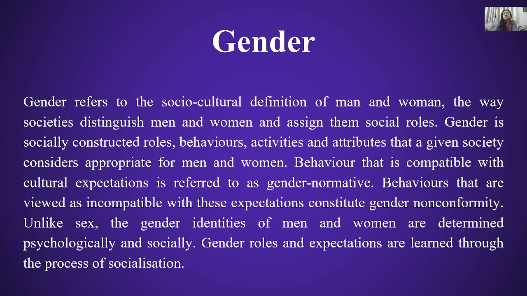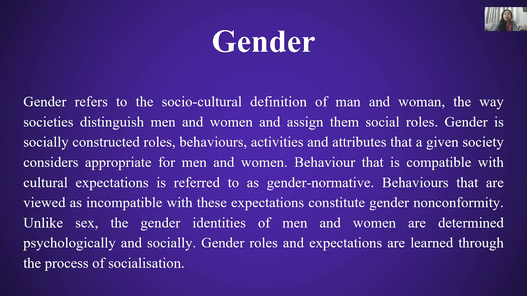Gender refers to the socio-cultural definition of man and women. Means its genesis lies in the society and its cultural uniqueness. The way societies distinguish men and women and assign them social roles. Gender is a socially constructed role, behavior, activity, and attribute that a given society considers appropriate for men and women. Means the basic construct of gender is appropriateness that has been defined by the particular society, and it is distinct for man and different for women.